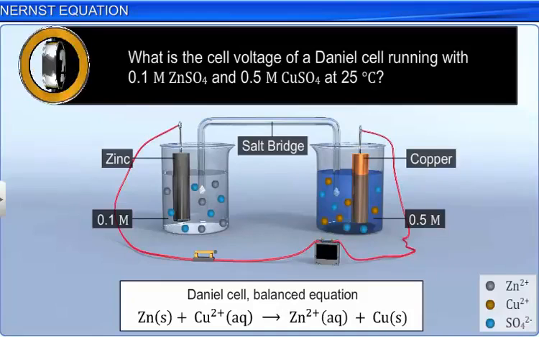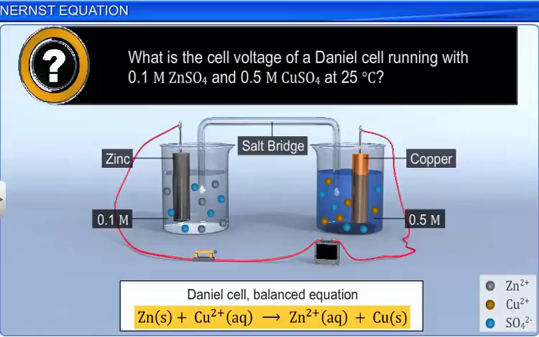Let's work through a typical problem involving the Nernst equation. What is the cell voltage of a Daniell cell running with 0.1 molar zinc sulfate and 0.5 molar copper 2 sulfate at 25 degrees Celsius? The balanced net ionic equation is given here.